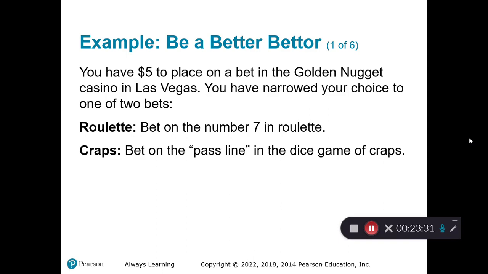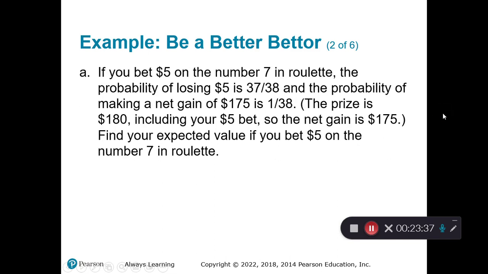So we're going to explain what each of these are so that we can determine which of the 2 bets is less risky. First, let's look at roulette. So roulette has 38 different numbers that the spinner can land on, and they're all of equal size. So the probability of ending on any one of those 38 slices is equal. If you bet $5 on the number 7, then the probability of losing the $5 is 37 out of 38 because there's only one correct slice.